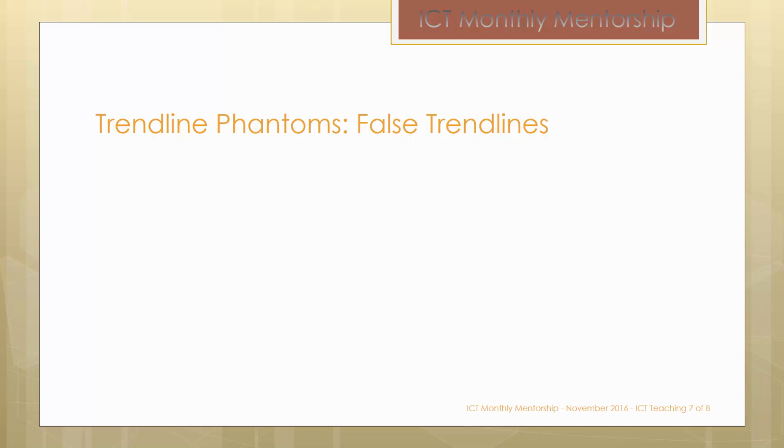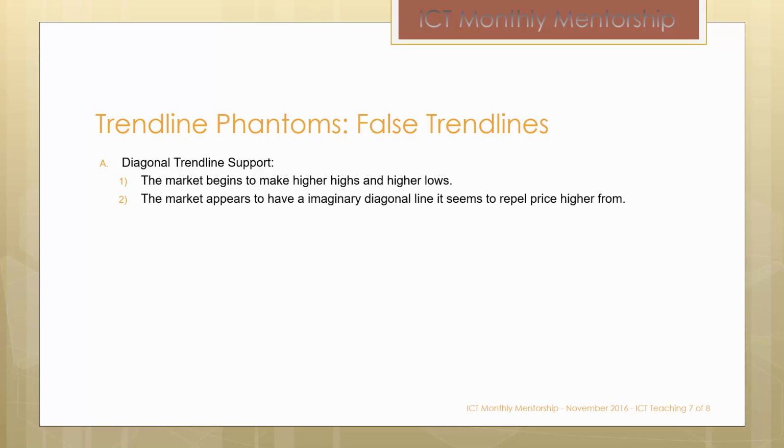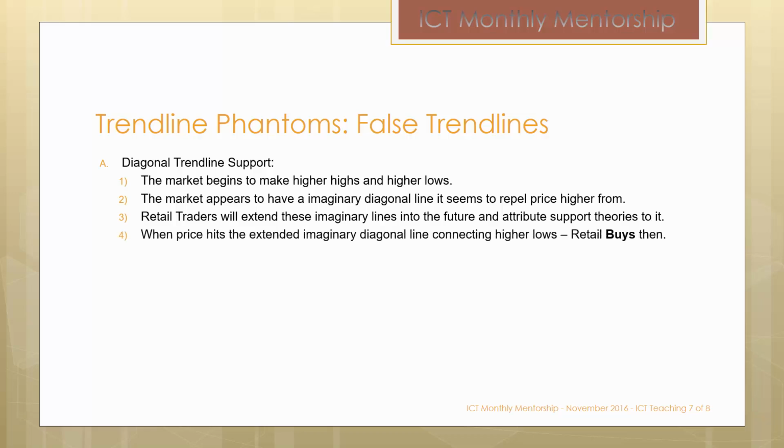We're going to be teaching trendline phantoms, or false trend lines. And the first is going to be diagonal trendline support. The priming is done by way of seeing the market begin to make higher highs and higher lows. The market appears to have an imaginary diagonal line it seems to repel price higher from. Retail traders will extend these imaginary lines into the future and attribute support theories to it. When price hits the extended imaginary diagonal line connecting higher lows, retail traders buy it then.